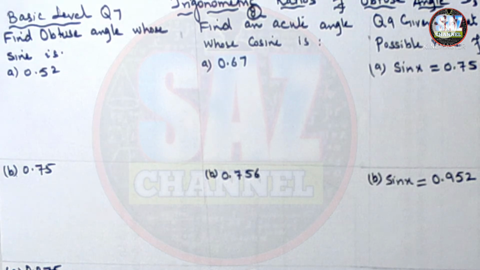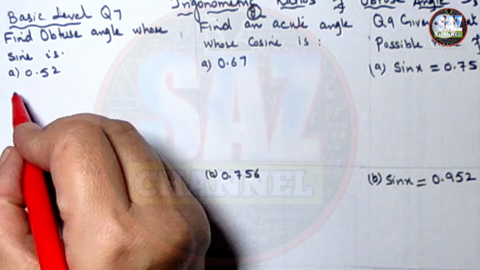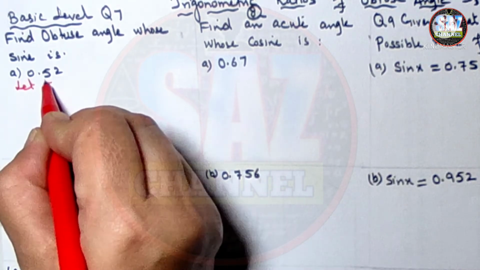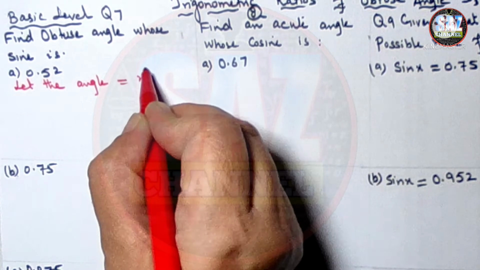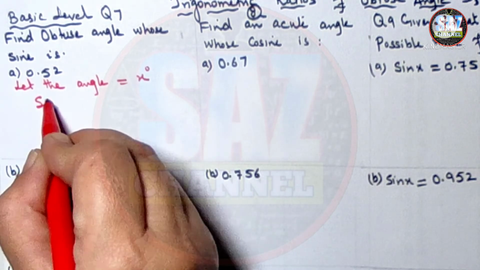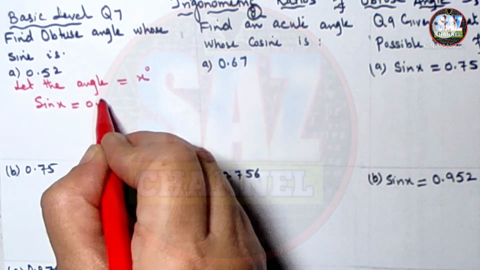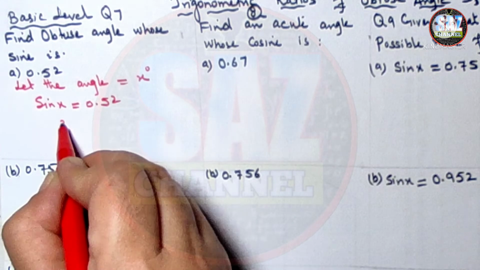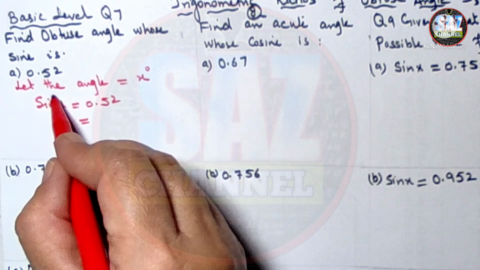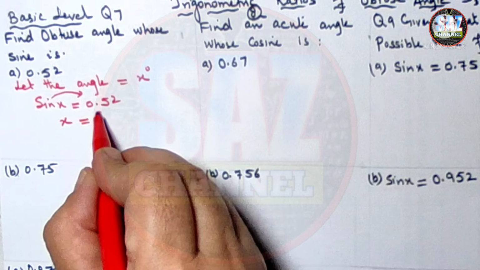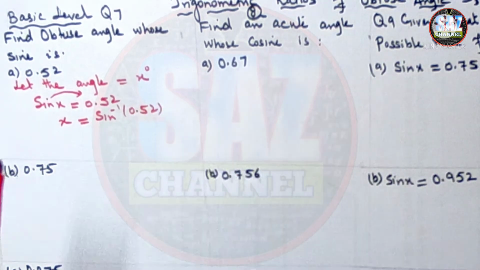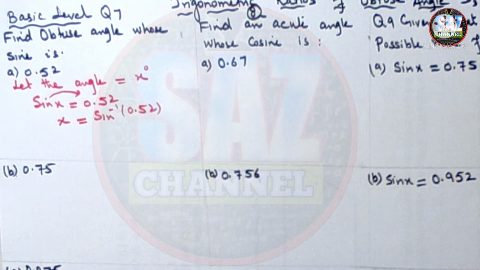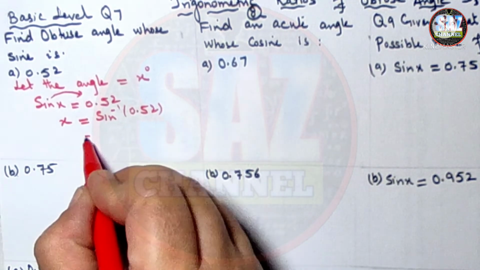So first of all we have to suppose, let the angle equals x degrees, then sine of x will be equal to 0.52, and as I need to find the value of x, I have to shift this trigonometric ratio sine to the other side, and it will appear as sine inverse of 0.52, and sine inverse of 0.52 gives me 31.3 degrees.